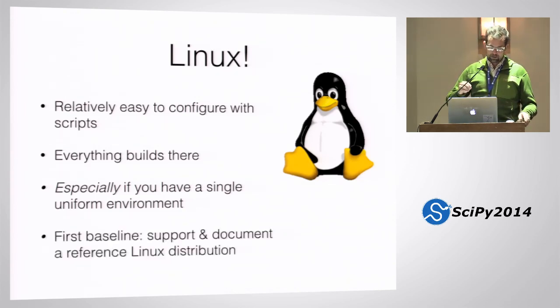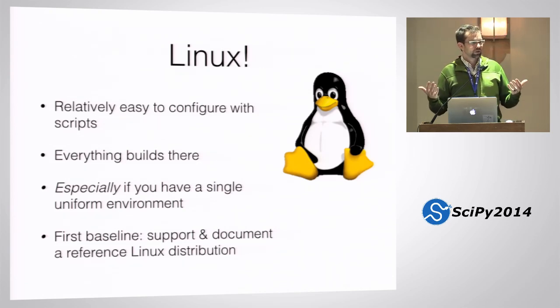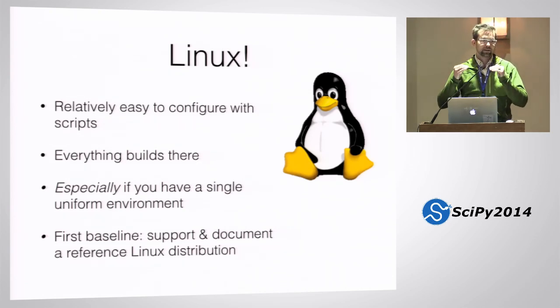And then, you know, documentation support is not great in the world, right? So you could sort of set this first baseline. It's like, well, right now it maybe is terrible. We could ratchet it up to where we're at least supporting and documenting a reference Linux distribution, right? Which is an approach taken by a lot of successful projects, right?